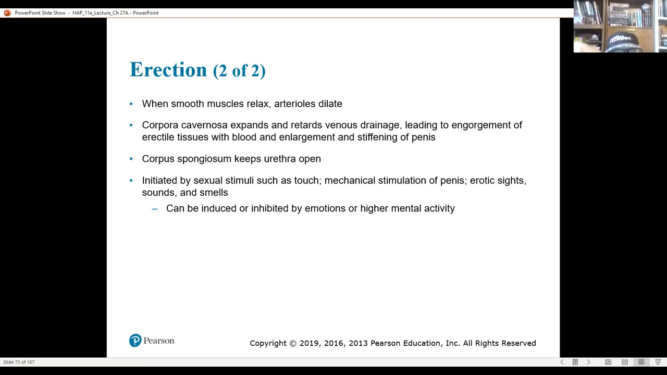This change is initiated by sexual stimuli. Could be touch, could be mechanical stimulation of the penis, erotic sight, sound, smells. It could be induced or inhibited by emotions or higher mental activity.